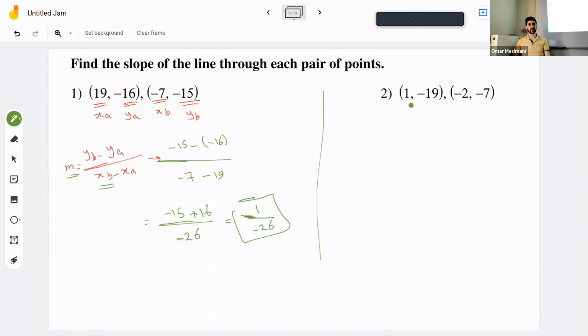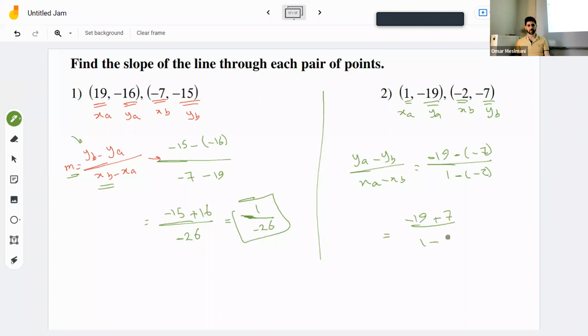Let's do the next one. Again, I'm going to call this one xa, this one ya, this one xb, and this one yb. So the formula is ya minus yb over xa minus xb. I told you that I can use this, or I can use this also. So ya is negative 19 minus negative 7 all over 1 minus negative 2.